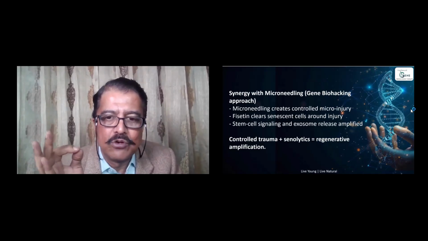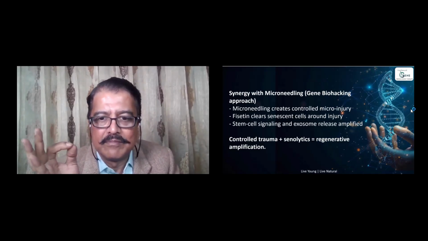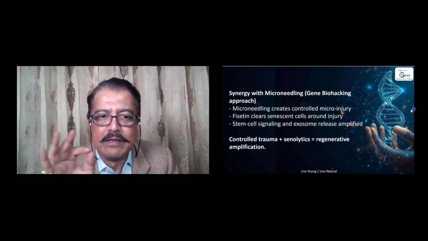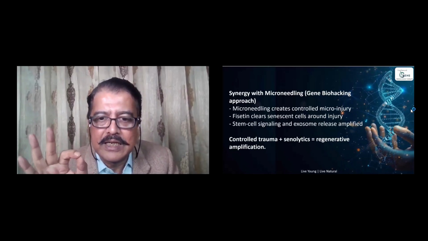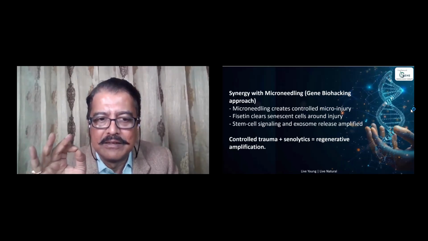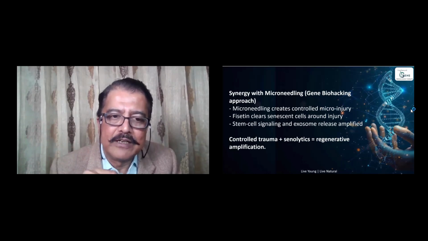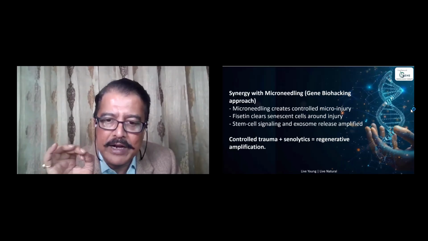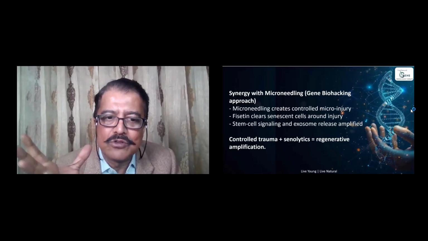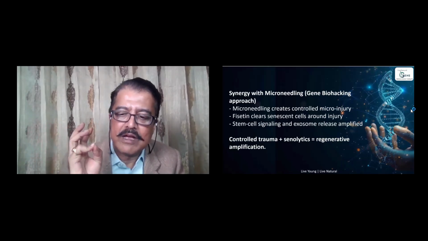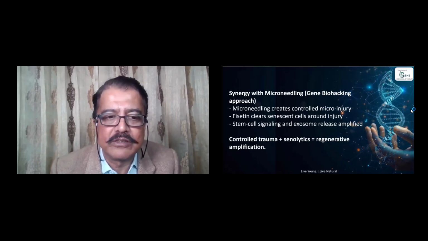Microneedling creates a controlled micro injury. Platelets reach there. When you apply fisetin on top of it topically, fisetin clears the senescent cells around that injury as a senolytic. And also, it gives stem cell signaling and exosome release is amplified. So you are getting so many things. There is controlled trauma plus senolytics leading to amplification of the regeneration.